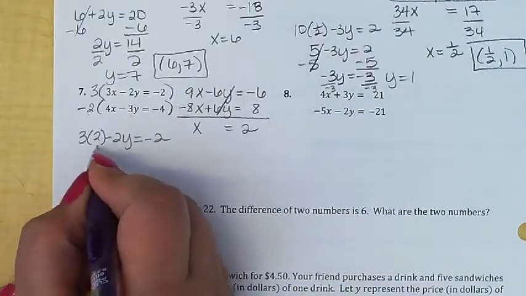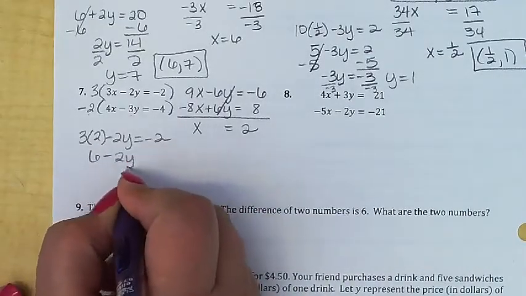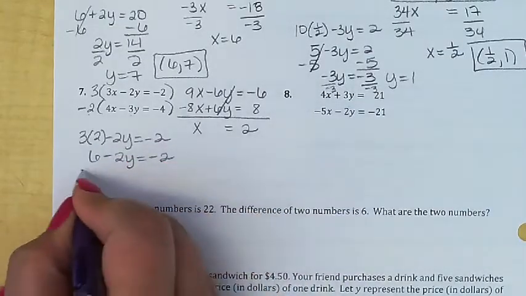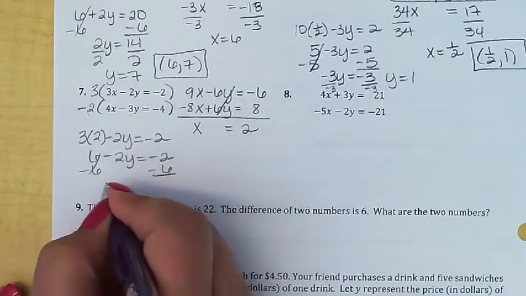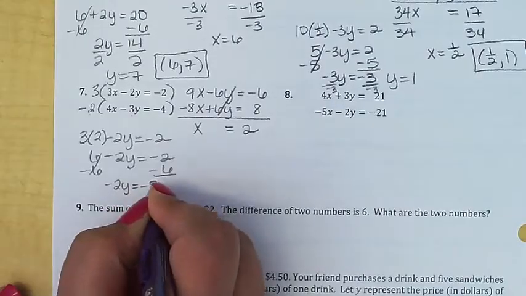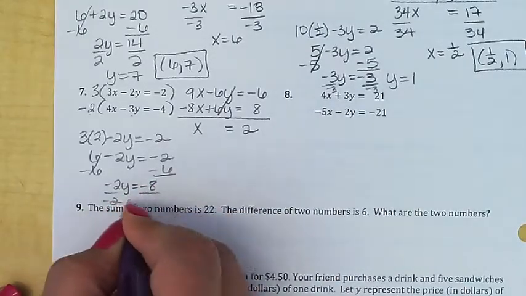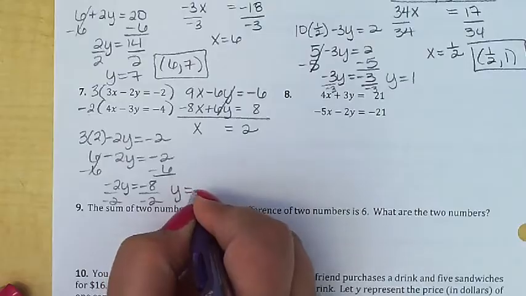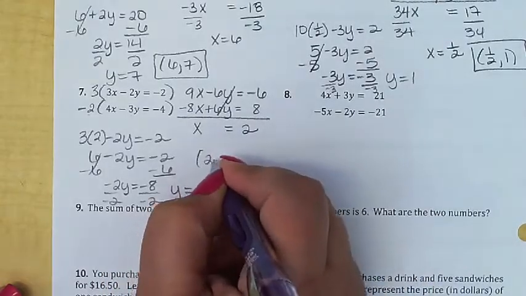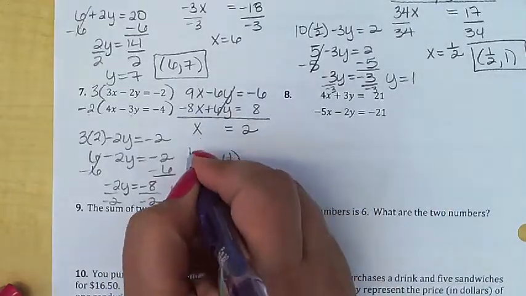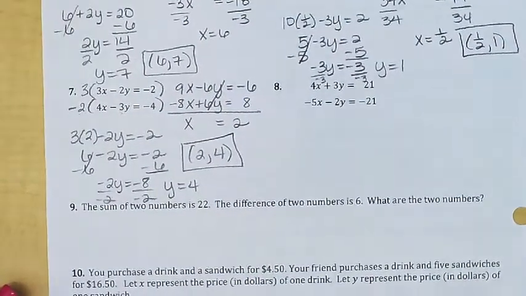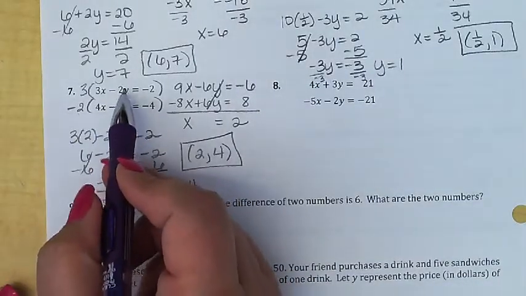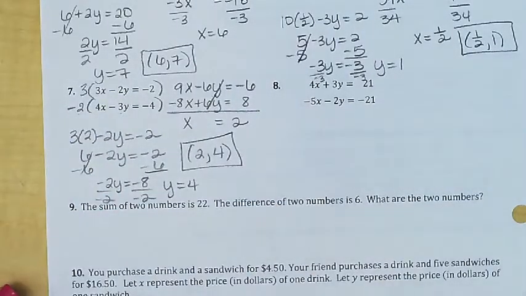and solve for y. So 3 times 2 is 6. I'll move the 6 to the other side. And I'll divide by -2. And I get that y is 4. So our ordered pair is x equals 2, y equals 4. Okay? So that's the method for elimination. This is kind of the worst case scenario where you have to change both. You'd be looking for a least common multiple.